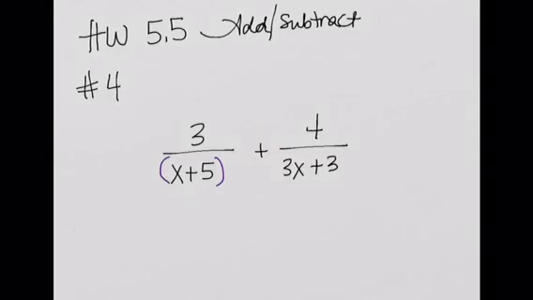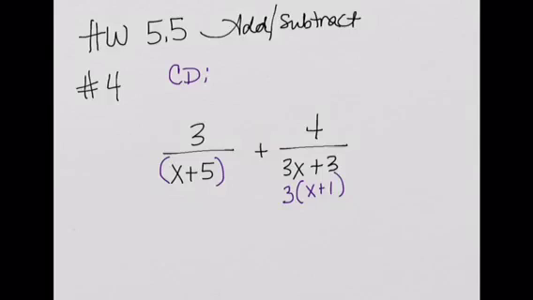The second fraction has a denominator of 3x plus 3, and I see that they have a 3 in common. And when I pull a 3 out, I get an x plus 1. I'm factoring out this denominator to see if, by chance, I end up with an x plus 5, a similar factor to the other denominator. Unfortunately, I don't. So what I need to do now is figure out what does everyone need to have in common in order to have the same denominator?